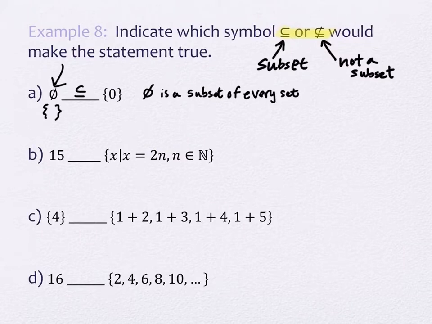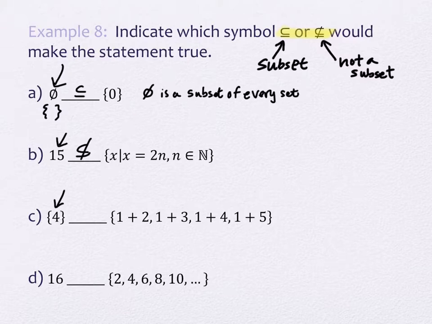All right, part B. Is this an element or a set? It's an element. And if it's an element, then it cannot be a subset. That's it. All right, how about over here? Element or set? Set. So it stands a chance. It might be a subset because it's at least already a set.